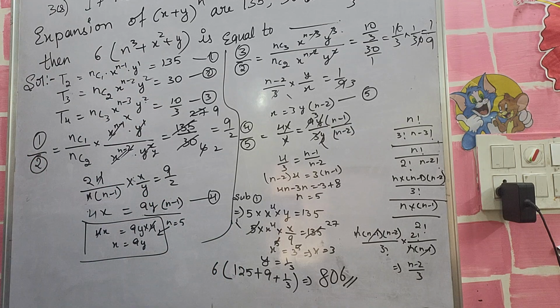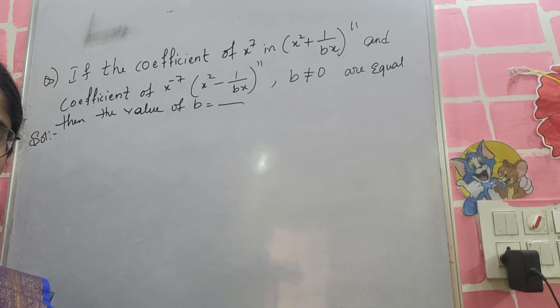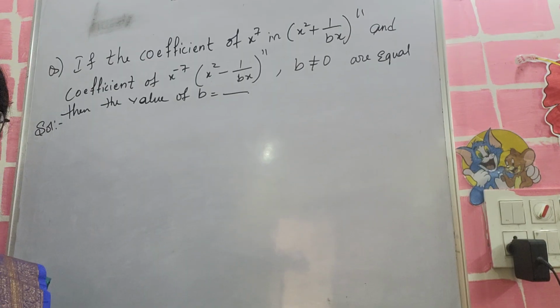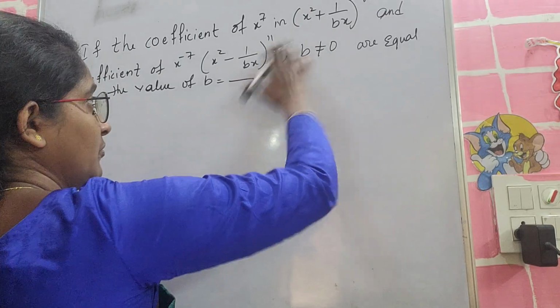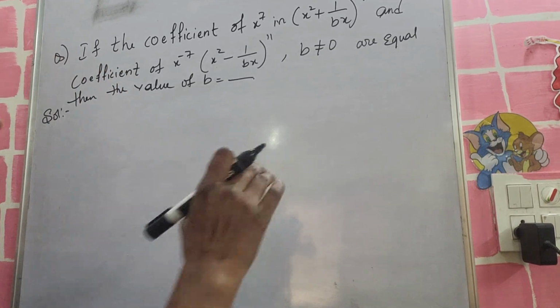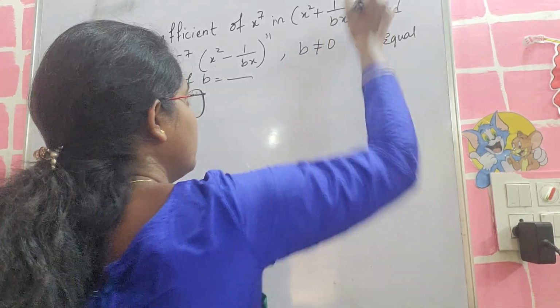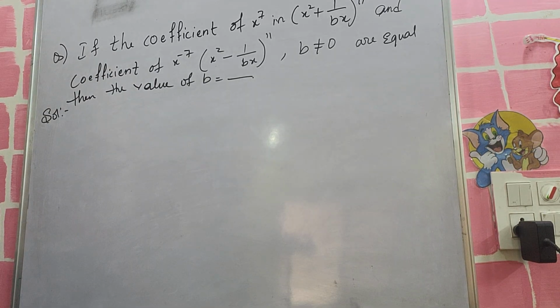Okay, we'll go to the next problem. So we'll continue this question. Okay, I hope you all can see this problem. It is x square plus b x by 11, power of 11 it is, and the coefficient of x power of minus 7.